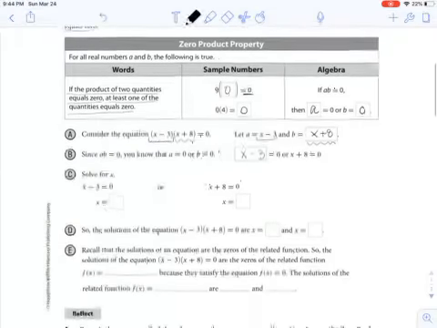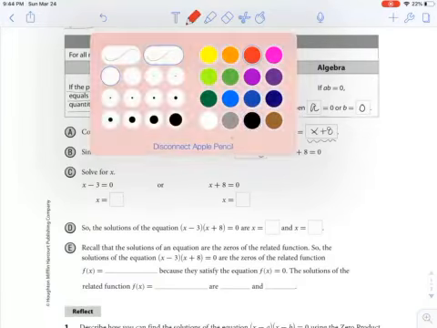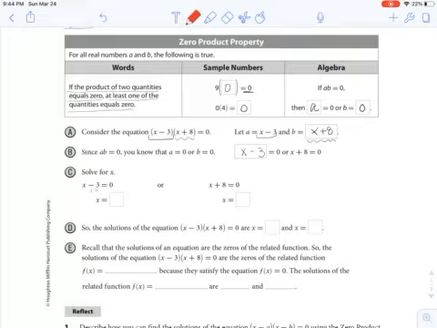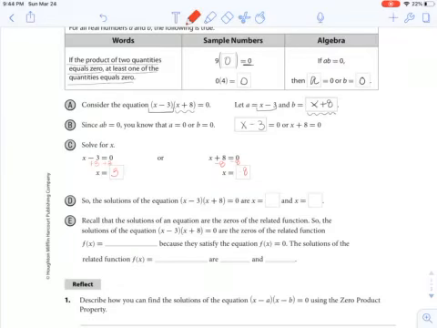Now we're going to solve for x. We're going to add 3 to both sides, and we'll get x equals 3. We're going to subtract 8 from both sides, and we'll get x equals negative 8. So the solutions of the equation (x minus 3) times (x plus 8) equals 0 are x equals 3 and x equals negative 8.